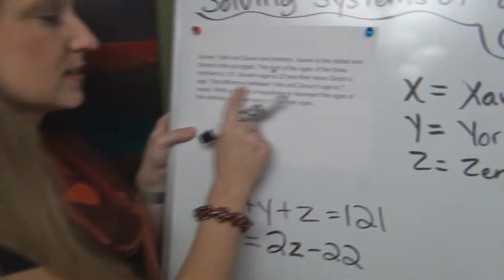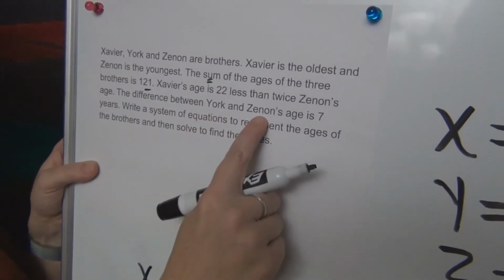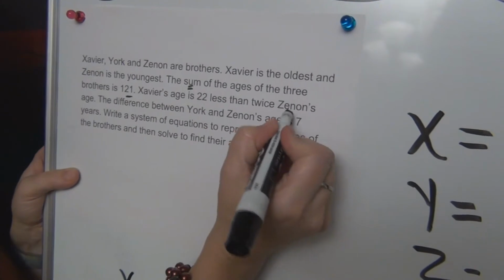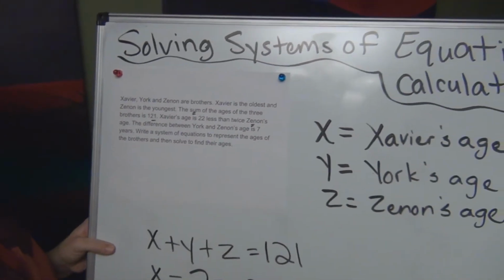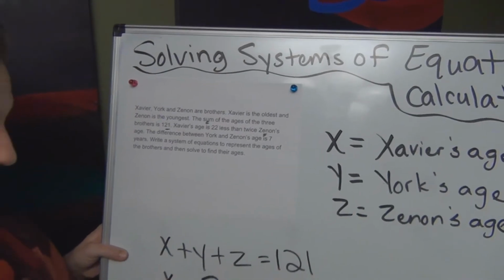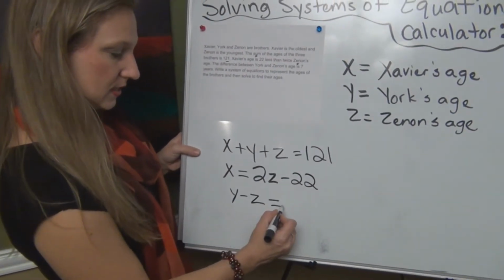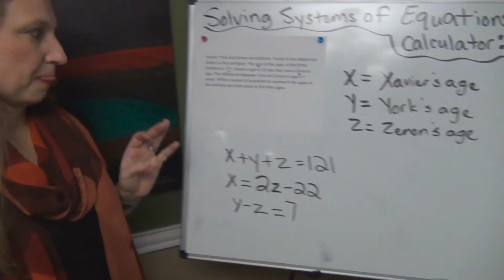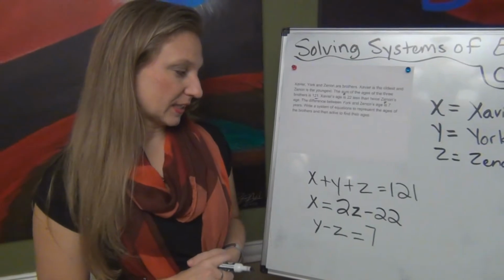The difference means subtract, between York and Zenon's age, "is" means equals 7. So York minus Zenon, because the difference is 7. So now we've written our equations and we're ready to put them in the calculator.